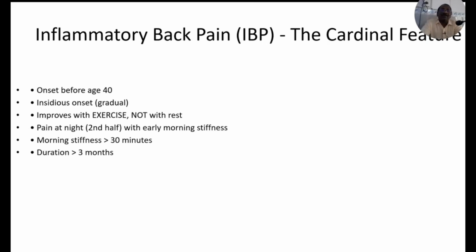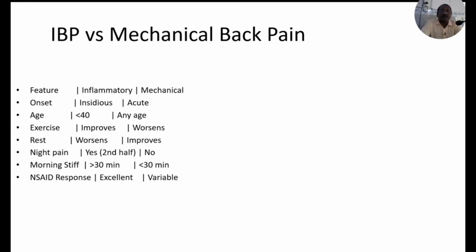Improves with exercise, not with rest. Any backache which is reducing with rest means it's a mechanical backache. Increasing on rest, it is an inflammatory backache. Pain at night, especially the second half, maybe 2 a.m., 3 a.m., 4 a.m., with early morning stiffness, is mostly an inflammatory backache. Morning stiffness more than 30 minutes and duration more than 3 months.